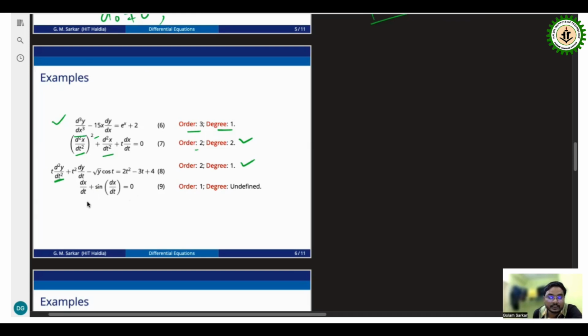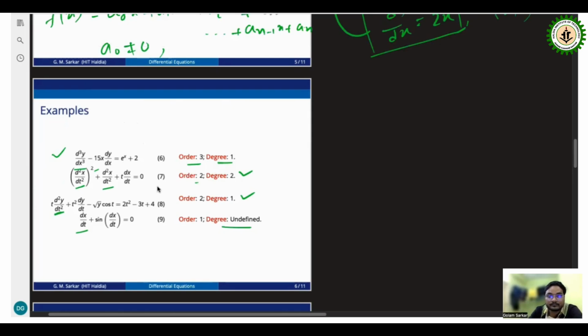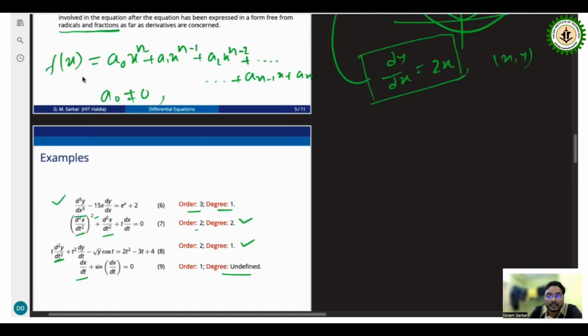For this differential equation, order is clearly 1 because the highest derivative term is this dx dt. But we cannot define the degree. Why? If you see the definition of degree of a polynomial, we have finite terms.